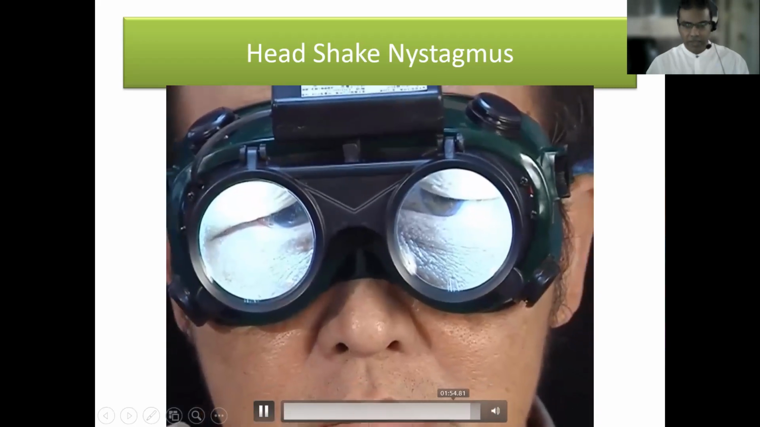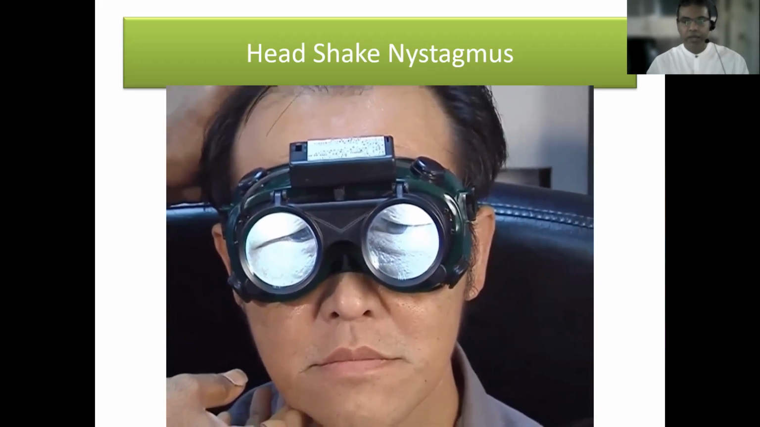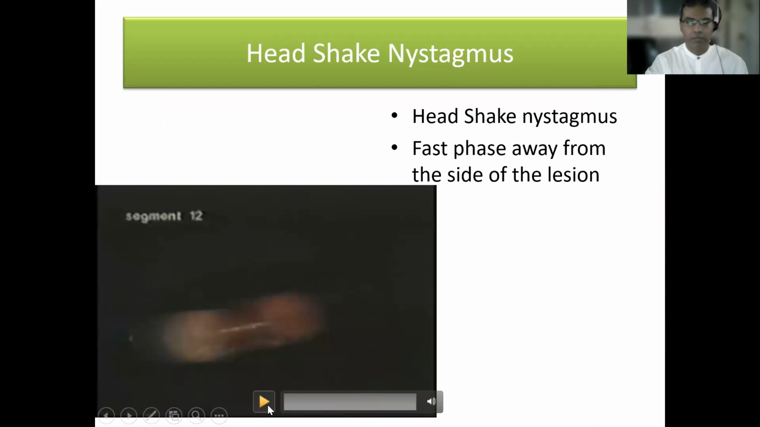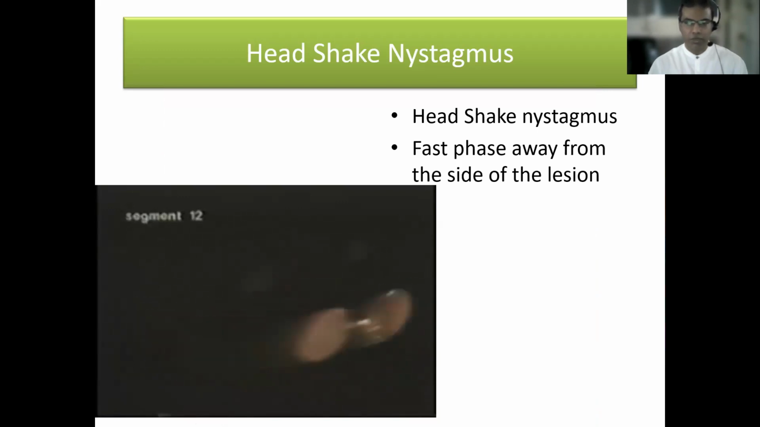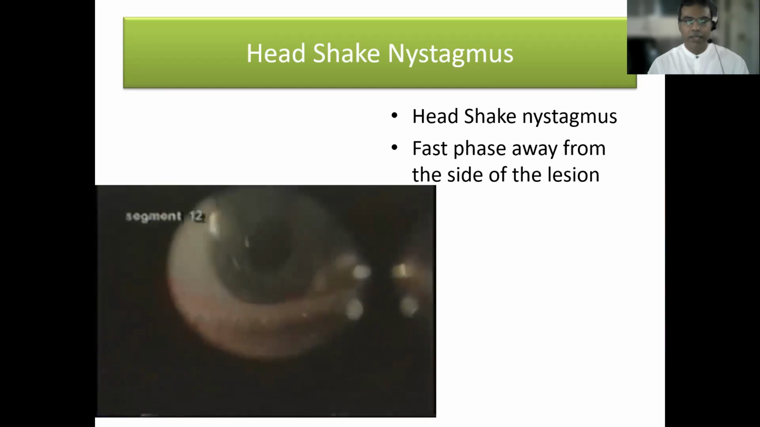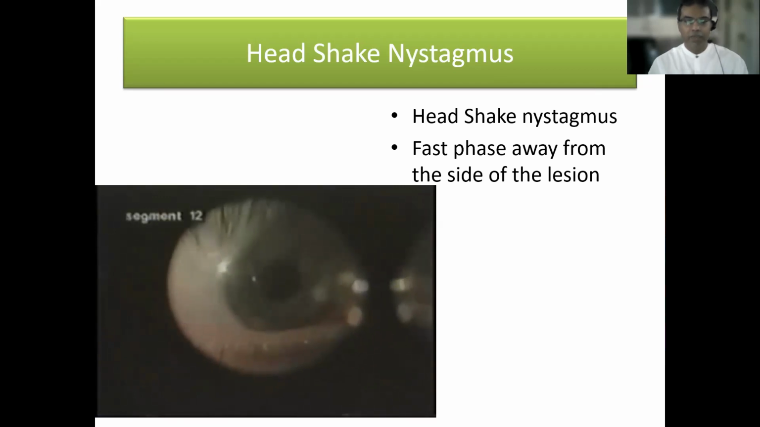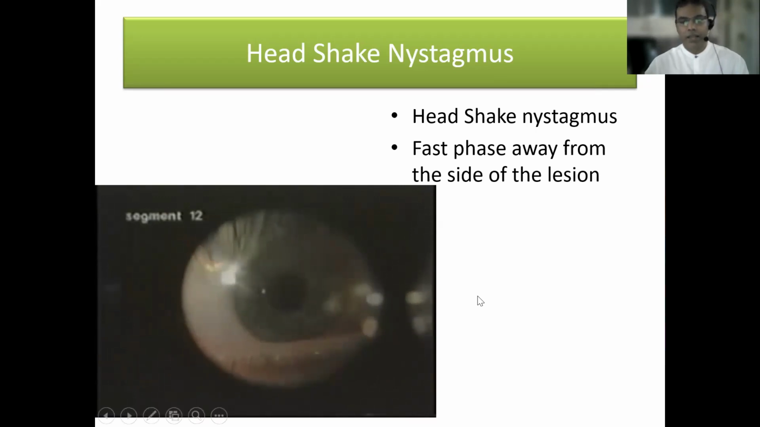So finally, the patient is asked to open his eyes, and if there's any imbalance, we will be able to pick up nystagmus. Rapidly back and forth. So here we see head shake nystagmus in a patient with pathology. So the head is strictly shaken, and we see a right beating nystagmus. Okay, so this suggests a left-sided lesion.